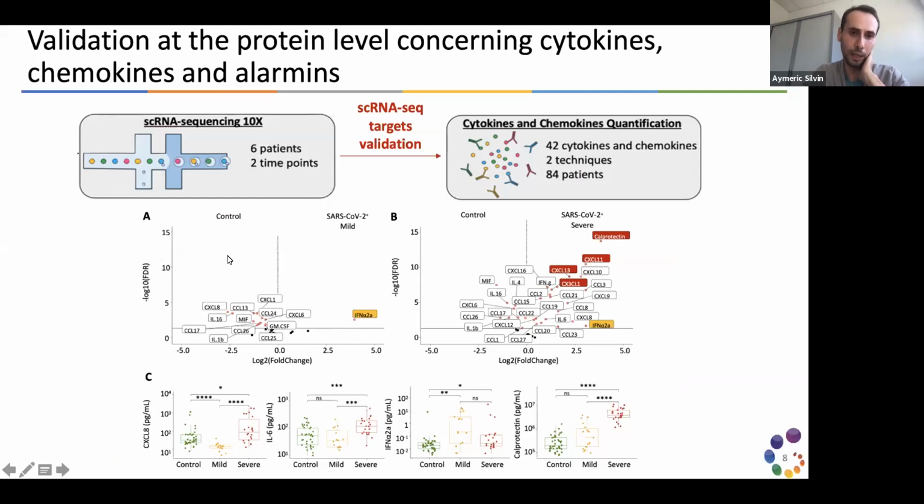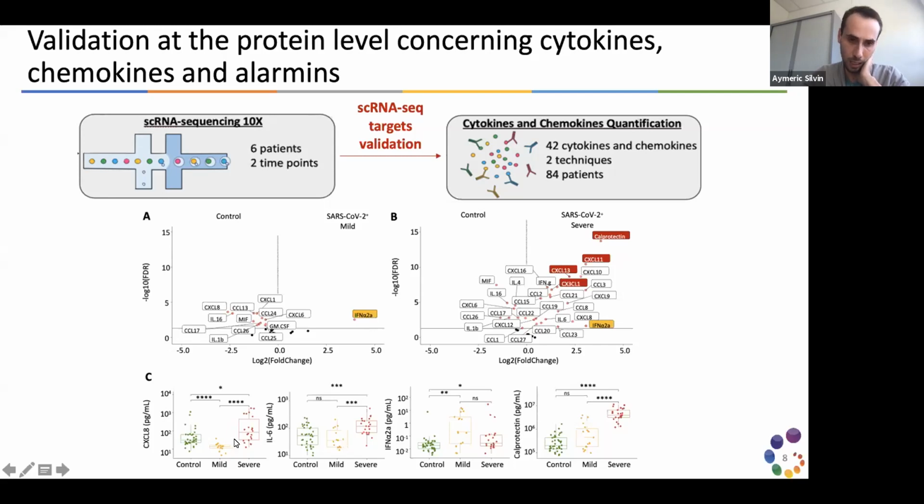And when we compare control plasma to a mild patient, we observe that the only cytokine or chemokine that was overexpressed in mild was interferon alpha. And when we compared control versus severe patient, we observed a bunch of cytokines that were highly overexpressed, and the top cytokine was calprotectin, which is the dimerization of S100A8 and S100A9, the top DEG that we had by single cell in the neutrophil in severe patients.